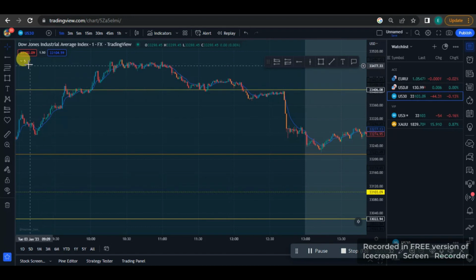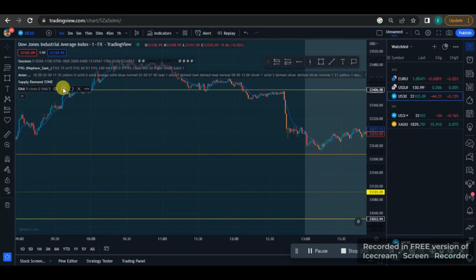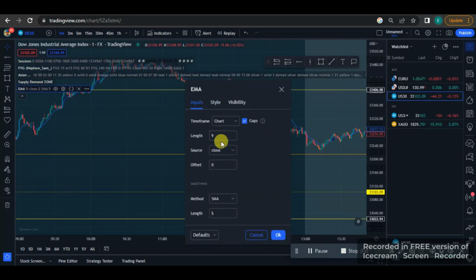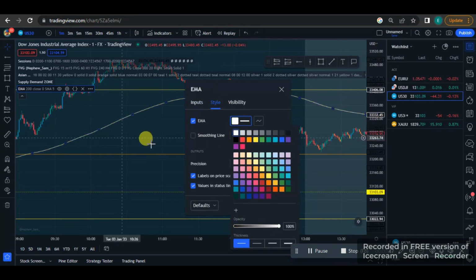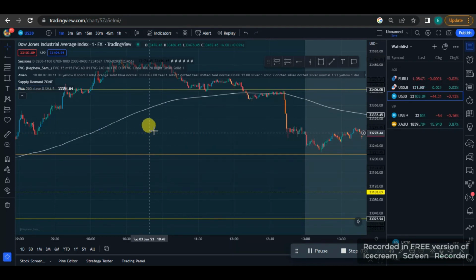Once it's added, you can tweak some settings, like change the length from 9 to 200. You can play around with the settings and spice things up to your own taste. For this I'll be using the white EMA.